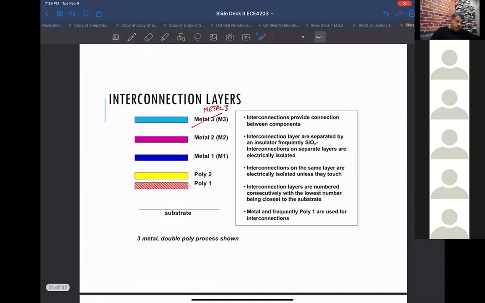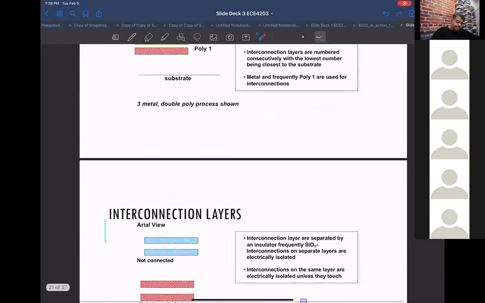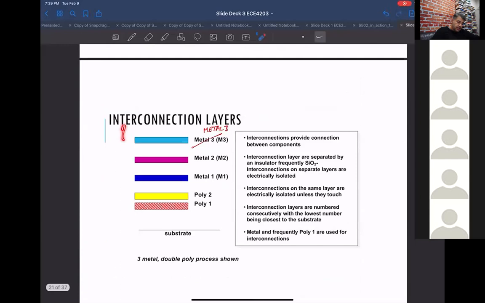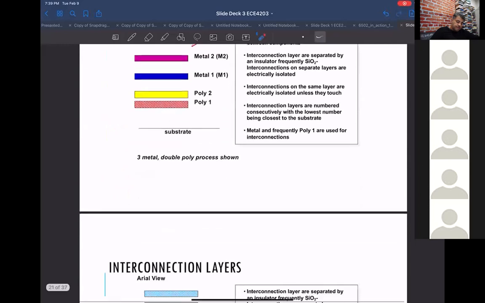Most processes only have one poly, so you almost never see a poly 1 and poly 2 anymore, very rarely. Usually you only have one poly, and it's the poly for the gate. Okay, so this is kind of height. This is where the silicon surface is, and it's showing you that these layers are further and further away from the silicon surface.